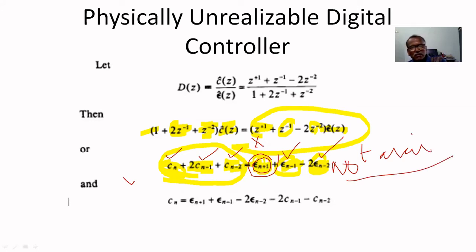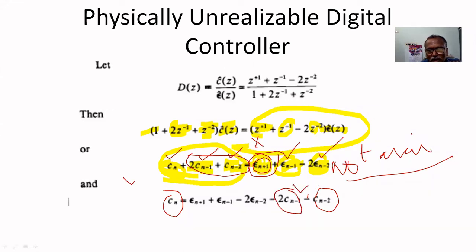You cannot implement this. If you try to implement, you keep C of n alone on the left hand side and bring all the other terms to the right hand side. This is the previous controller output, 2 sampling periods before, and 1 sampling period before the controller output. Both are available. If you have a memory, it can be stored and retrieved. This is the error before 2 sampling periods, error before 1 sampling period, all are available except this. What is this? Future error. That's why it's not physically realizable.